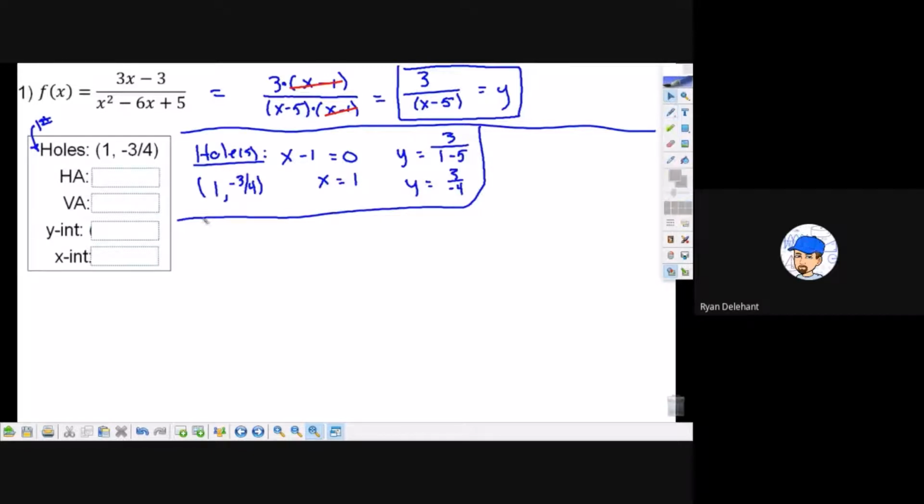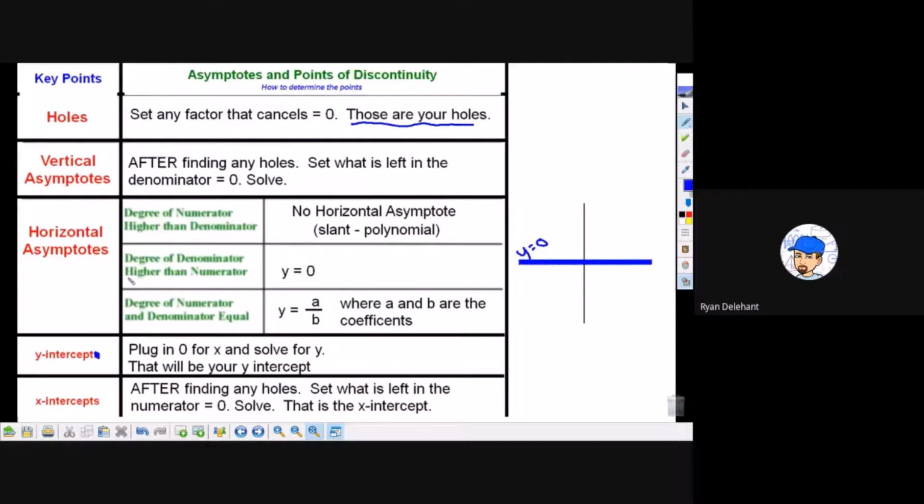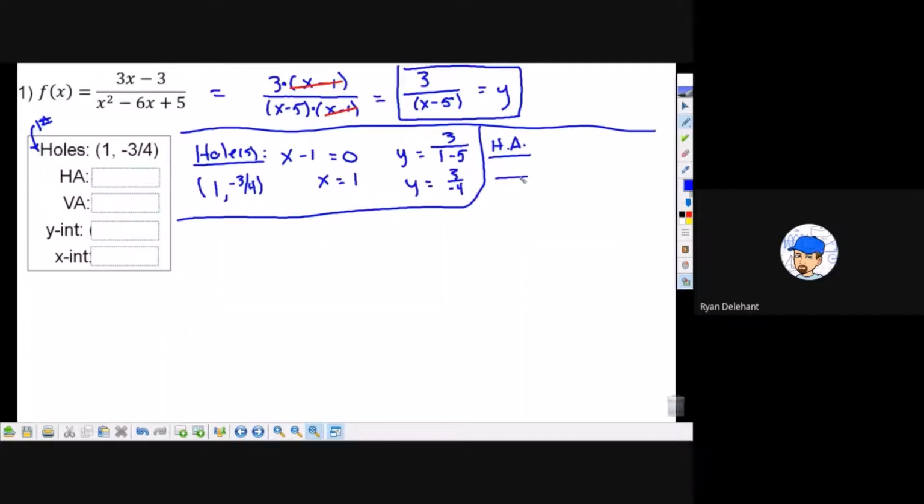So let's find the horizontal asymptote because it's next on my list. It really doesn't matter after holes which order you do this stuff in. But like I said, I suggest you pick a pattern and stick with it. So horizontal asymptotes. We're going to go here and read our notes on this. Horizontal asymptotes are the ones where we are comparing the degree of the numerator and denominator. So I need to look at my fraction and list the degree of each.